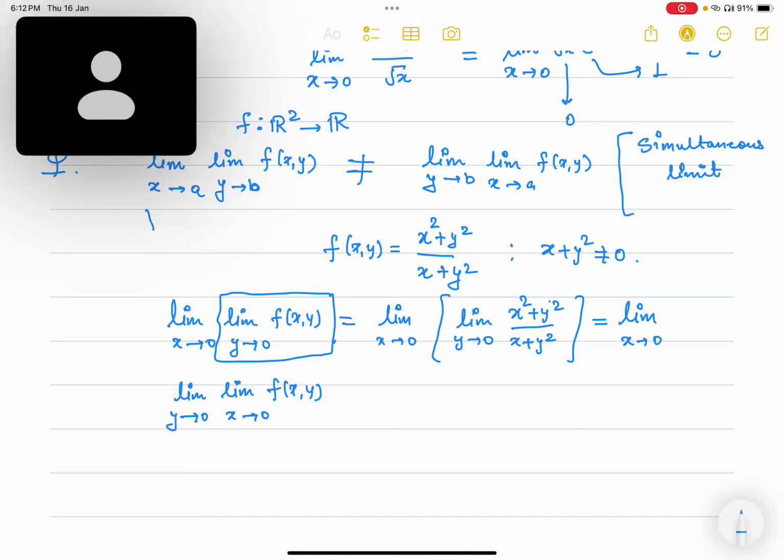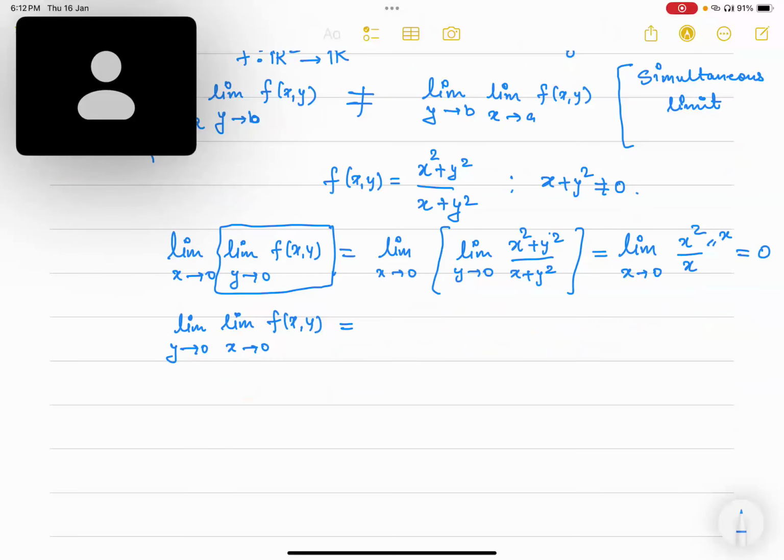So that means this is limit x tends to 0. So numerator will go to x square, because y is going to 0. And the denominator part will go to x. So in total, the function will be equal to x. And now x is going to 0, so this part will be equal to 0.